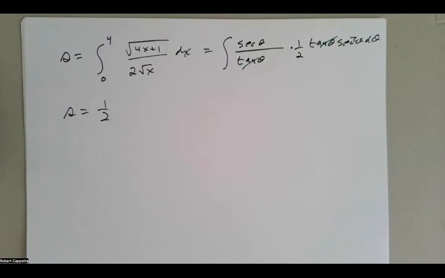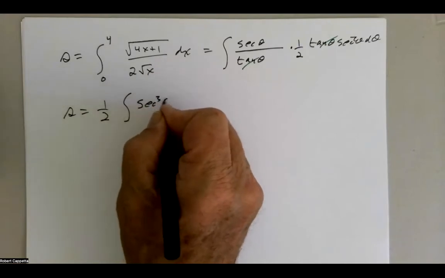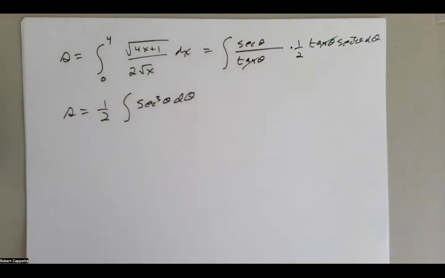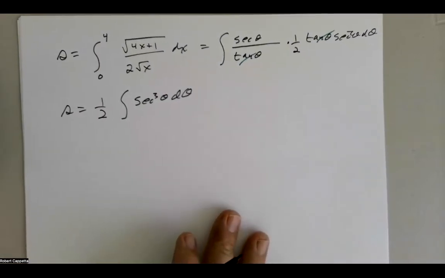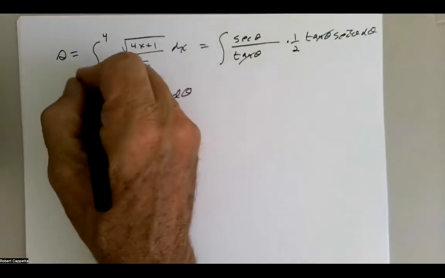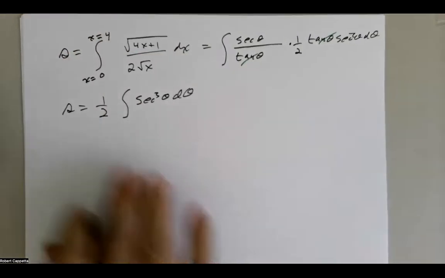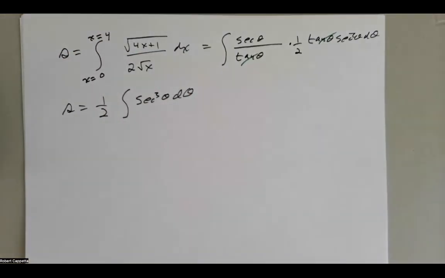And we are now left with one of our favorite integrals. It shows up often, the integral of secant cubed theta d theta. And then we'll worry about our endpoints shortly. All right, our endpoints: x goes from 0 to 4. Emphasize the fact that those are x values that go from 0 to 4, and then these are thetas that we're dealing with here.